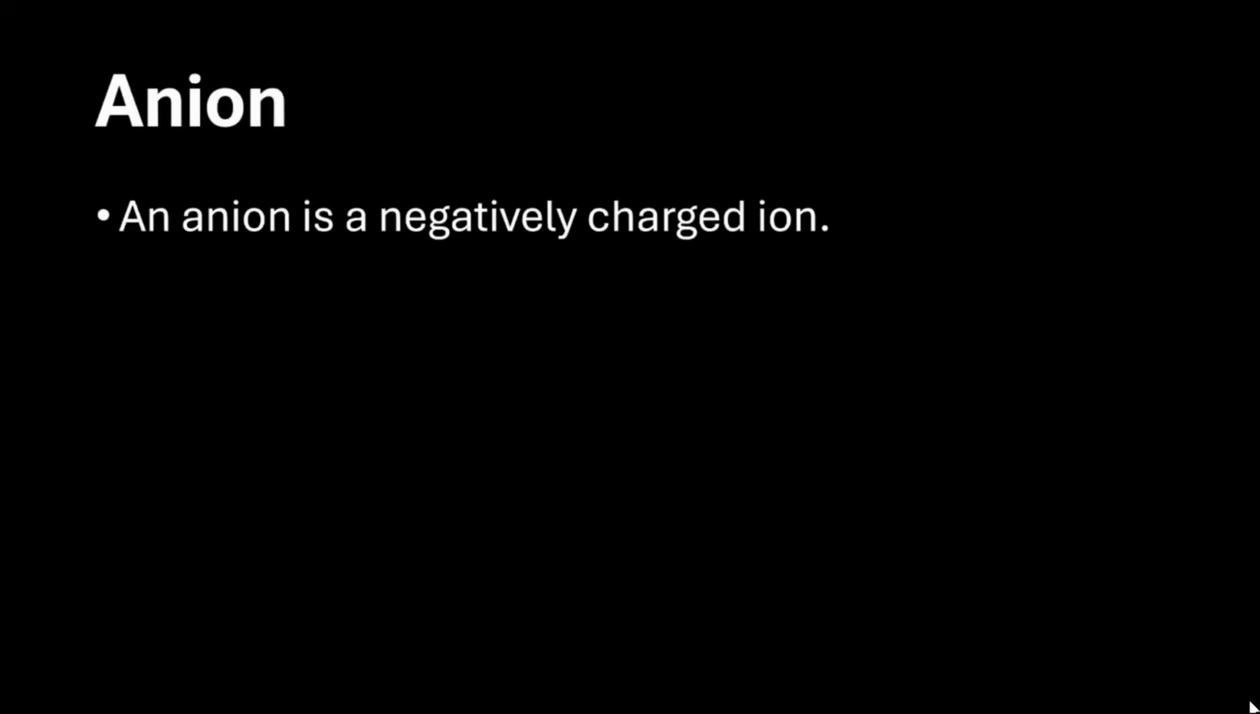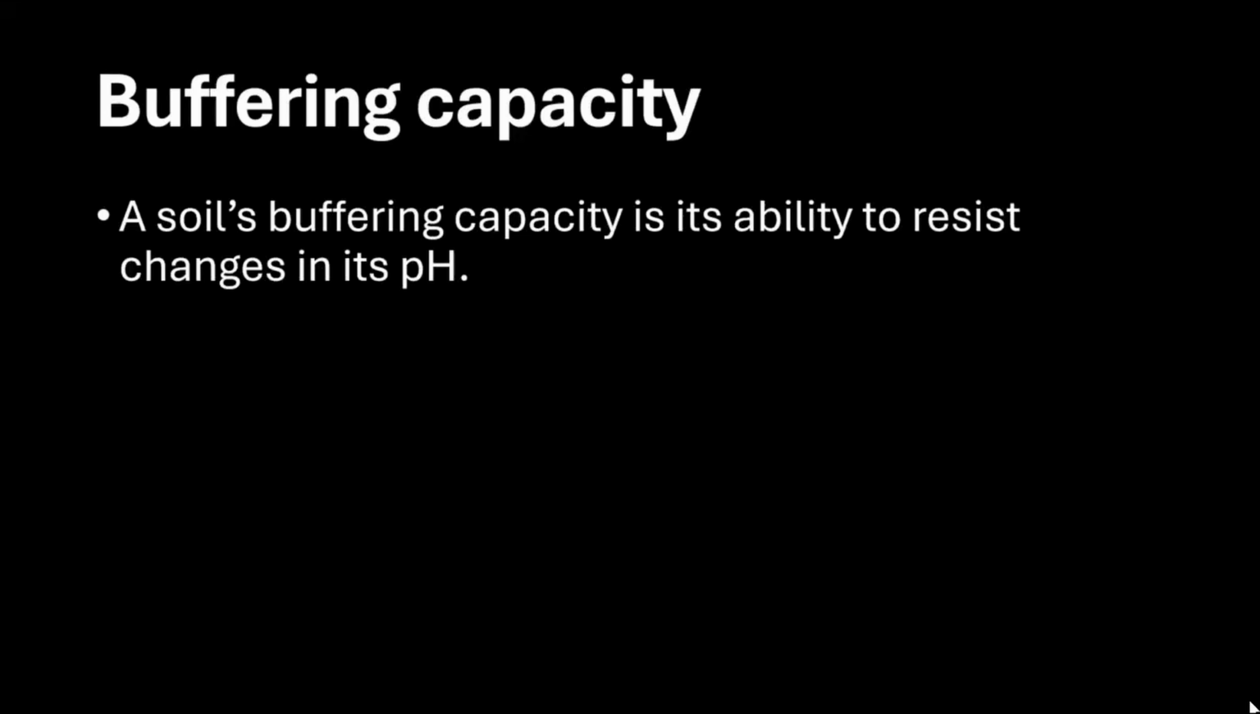Anion. An anion is a negatively charged ion. Buffering capacity. A soil's buffering capacity is its ability to reduce changes to its pH.